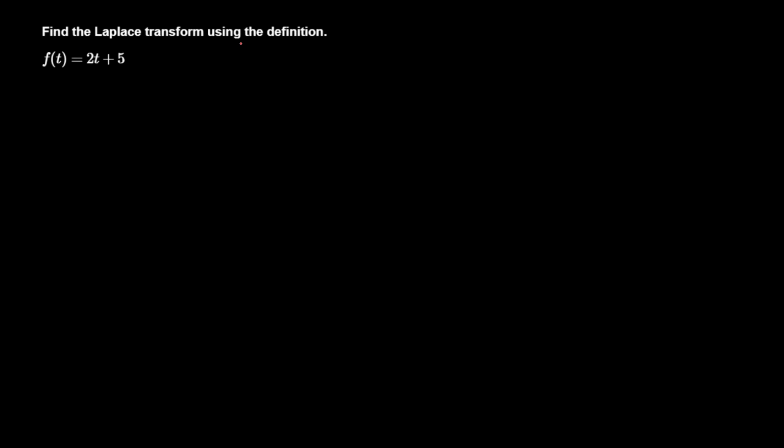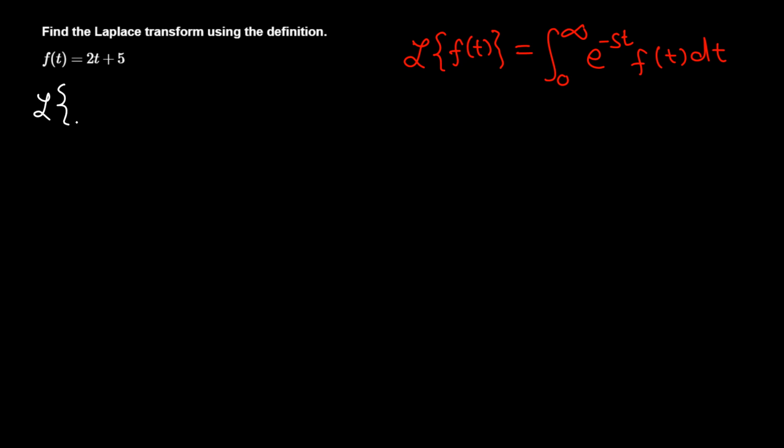Find the Laplace transform using the definition. We know that the Laplace transform of any function f, a function of t, is defined by the definite integral from 0 to infinity of the kernel e to the negative st times the function, dt. When we evaluate, this will be a function of the variable s. Using that formula, here we have the Laplace transform of 2t plus 5.